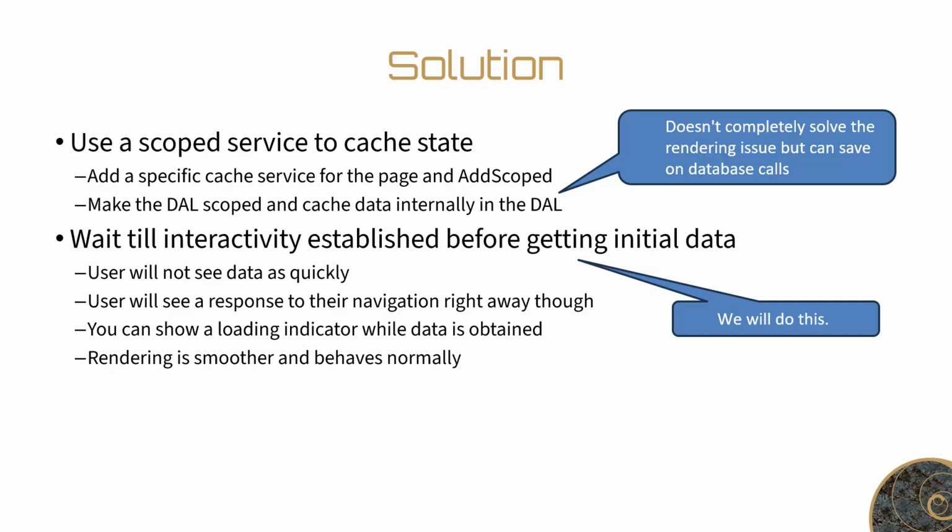So the issue is that both the persistent state attribute and the scope service approach don't completely solve the problem. You can combine them together and probably get something. But we're going to pick a simpler approach initially. We're going to wait till interactivity is established before getting initial data.